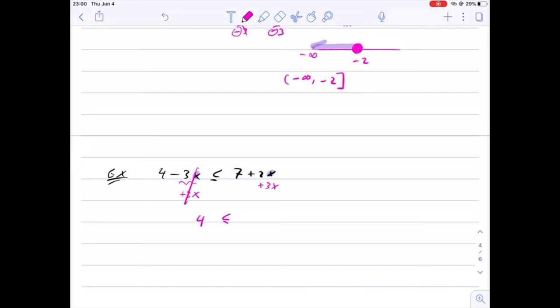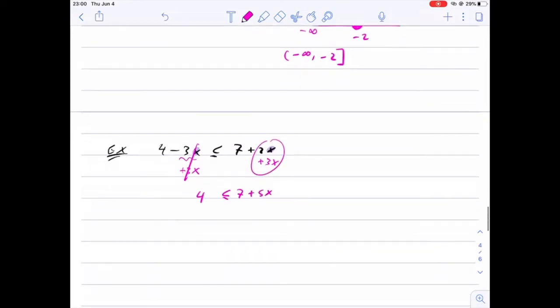So we have 4 less than or equal to 7 plus 2x plus 3x, which is 5x. And then we subtract 7. We want to isolate x. So we get negative 3 less than or equal to 5x. The last step is to divide by the coefficient of x. And that means this expression is less than or equal to x.